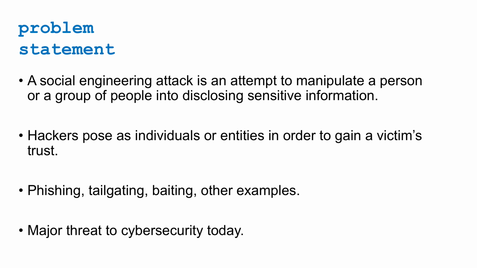Social engineering attacks occur when a hacker attempts to manipulate a person or a group of people into disclosing sensitive information. Hackers will often pose as someone else in order to gain a victim's trust. Common examples of social engineering attacks include phishing, tailgating, and baiting, though there are many others as well. Social engineering remains a big threat to cybersecurity today.